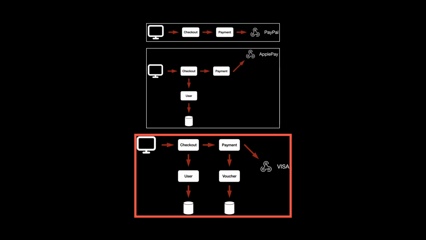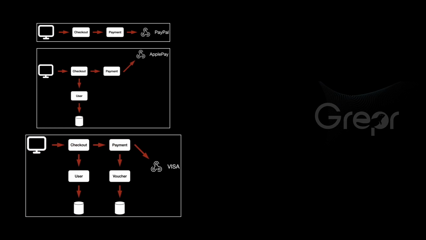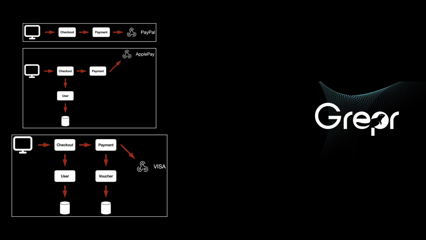To illustrate this, checkout with a discount code is only called 1% of the time. Of those calls with a discount code, only 10% are problematic. And finally, the sampling rule is only collecting 10% of all calls to checkout. The chance of capturing a trace of the issue is 10,000 to 1. Not great odds.